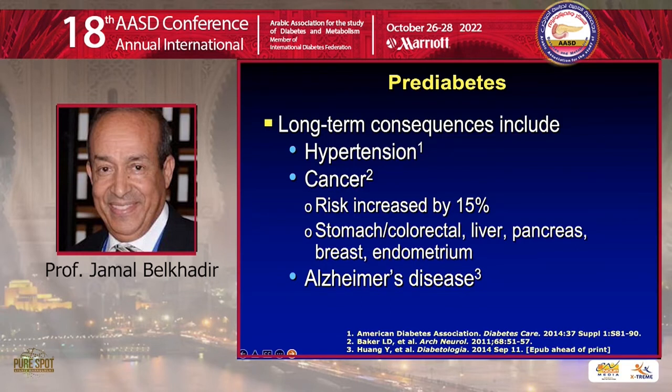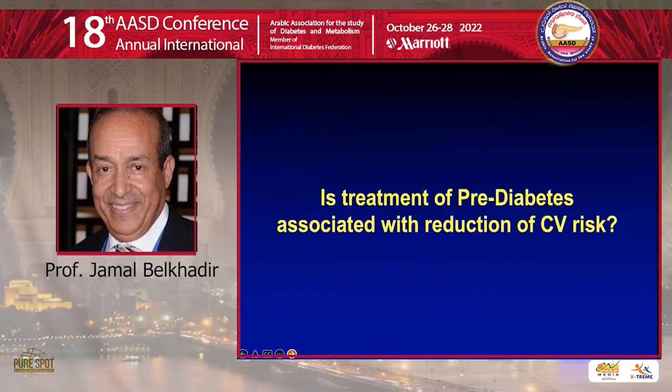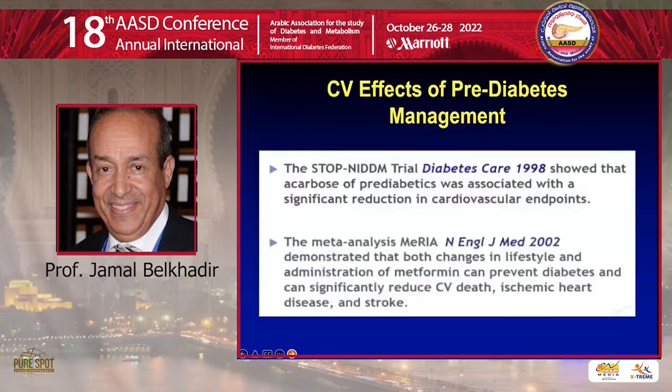It's important in prediabetes to add that long-term consequences include increased hypertension, increased risk of cancer, and increased risk of Alzheimer's disease. The question now is whether treatment of prediabetes is associated with reduction of cardiovascular risk.